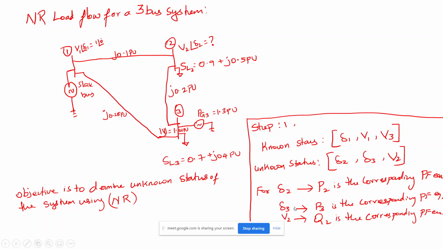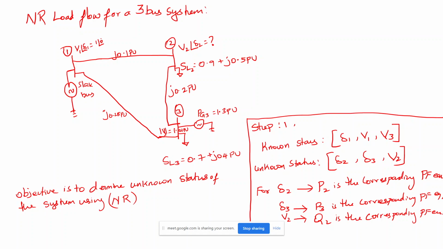So this is how the clarity should be there in step 1. In step 1, you should know what the unknown states are, and for those unknown states, what the corresponding power flow equations are. You must be very clear on this. Once you know these equations, step 2 is to find out the Y bus.